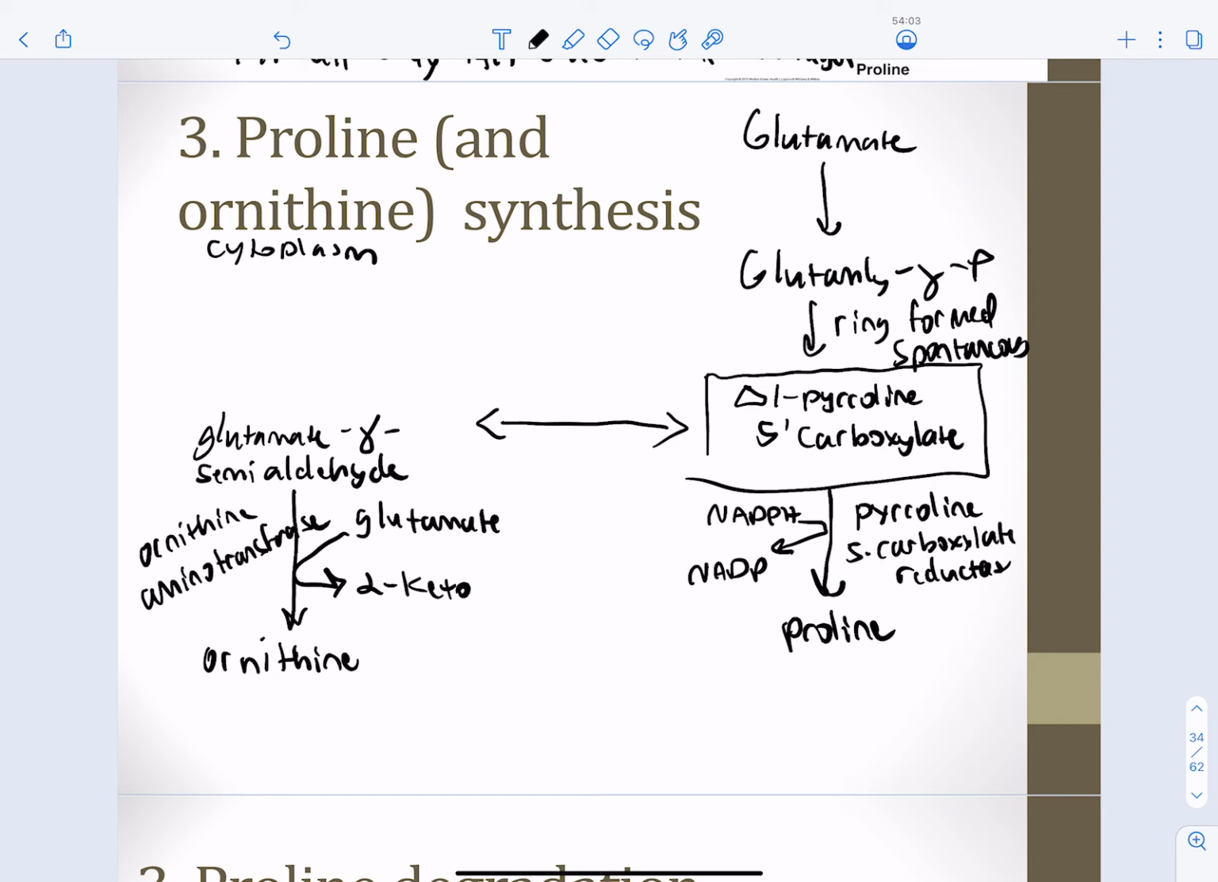Now, the semialdehyde just simply refers to that half of your COH groups get reduced, and the other half in your delta 1 pyrroline 5 carboxylate are not touched. So that's all that means. And so through glutamate, you can get proline as well as ornithine made.